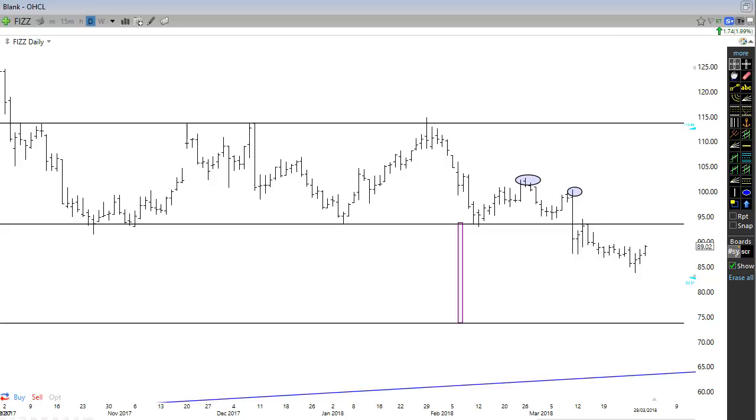Scenario number two is that it does break down, and then we eventually continue down towards its ultimate target there. Make sense? So I hope this makes sense for you guys.